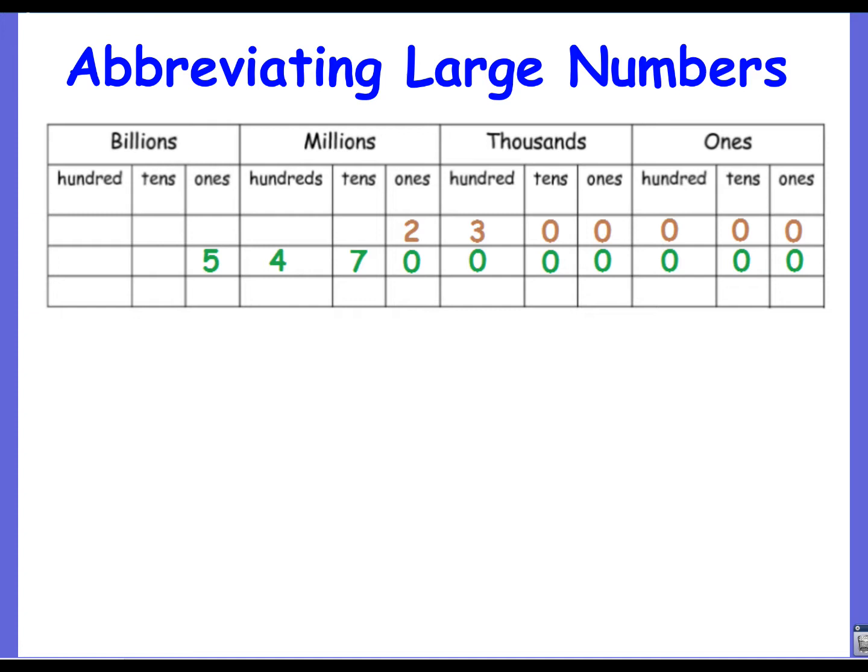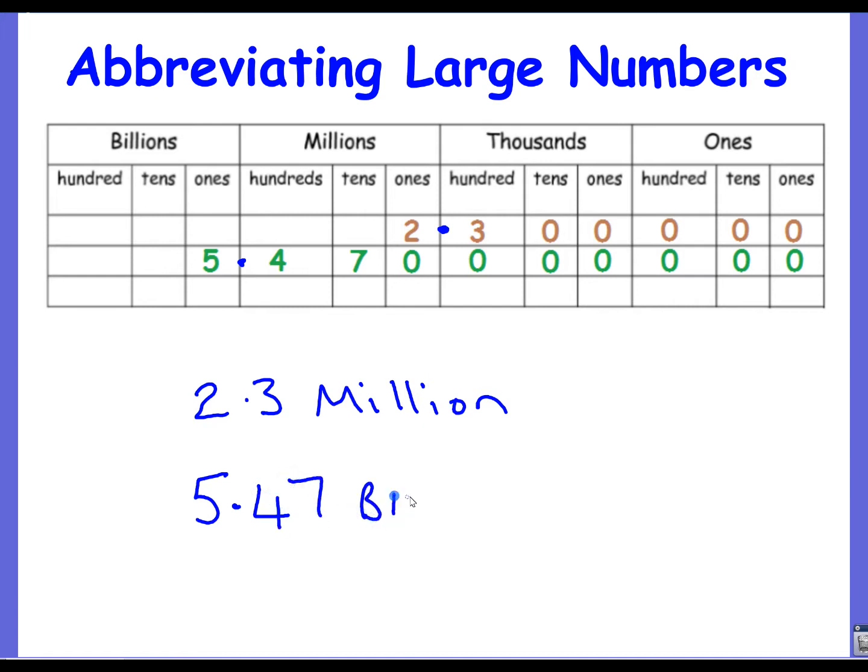When we have very large numbers, we can actually abbreviate them using their group header. So for the brown number here, we can put a decimal point at the end of the millions group. So this could be written as 2.3 million. For level 2, if you had a large number like 5,470,000,000, again, you could put a decimal point at the end of the group of billions and make it 5.47 billion. So be aware of these abbreviated large numbers.